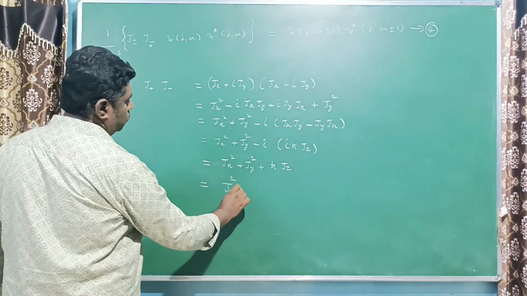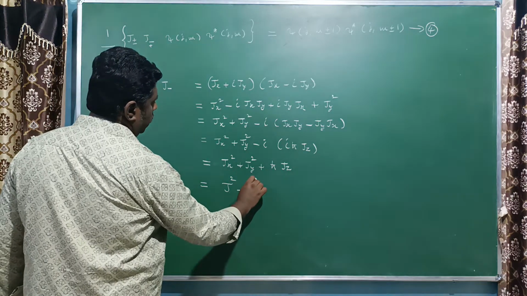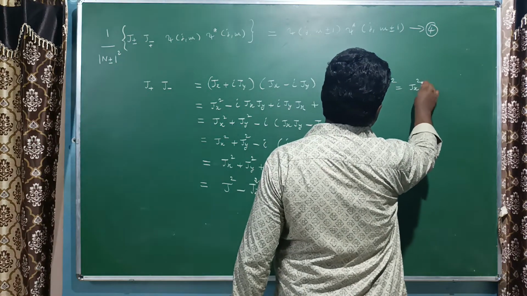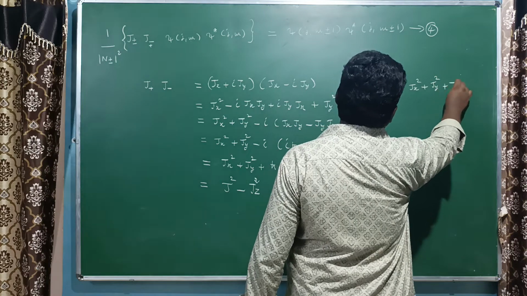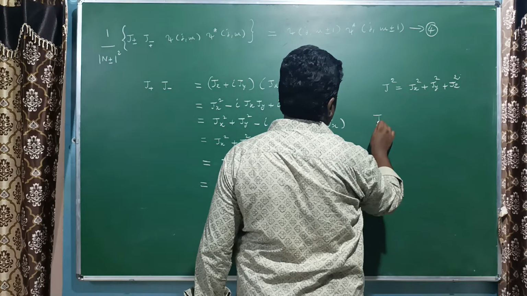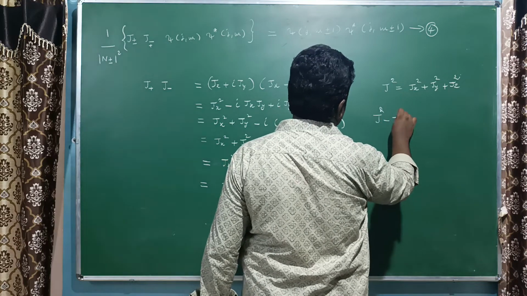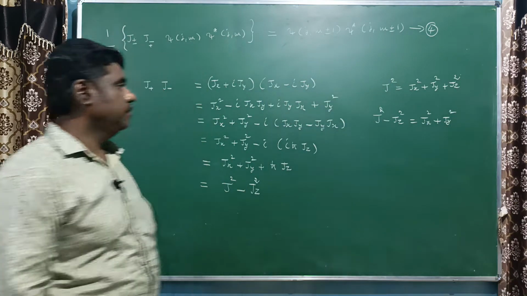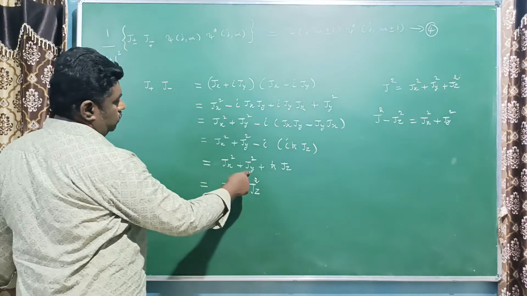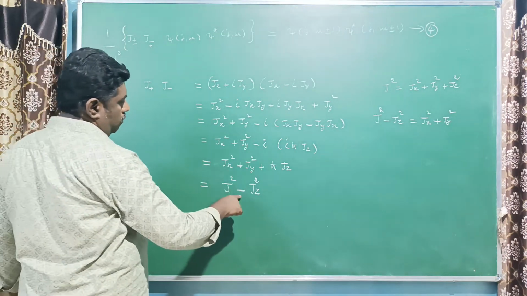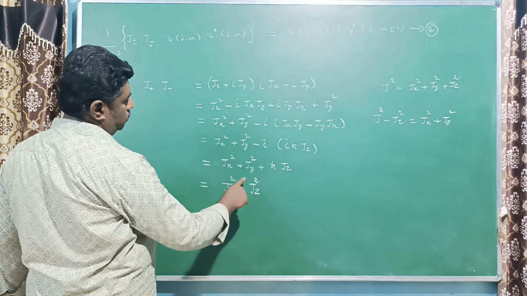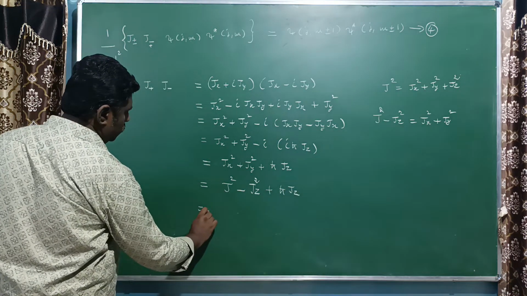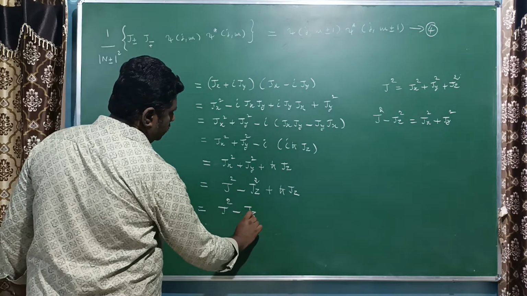This is J square minus Jz square, because J square is equal to Jx square plus Jy square plus Jz square. So J square minus Jz square is equal to Jx square plus Jy square. So that instead of Jx square plus Jy square, we can put J square minus Jz square. Jx square plus Jy square is J square minus Jz square plus ħ into Jz. This is equal to J square minus Jz.